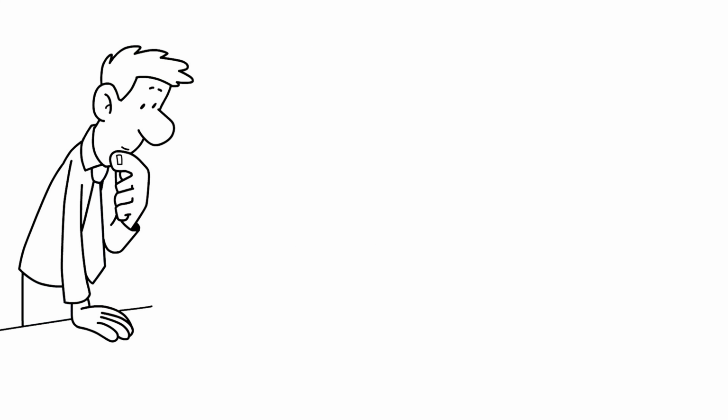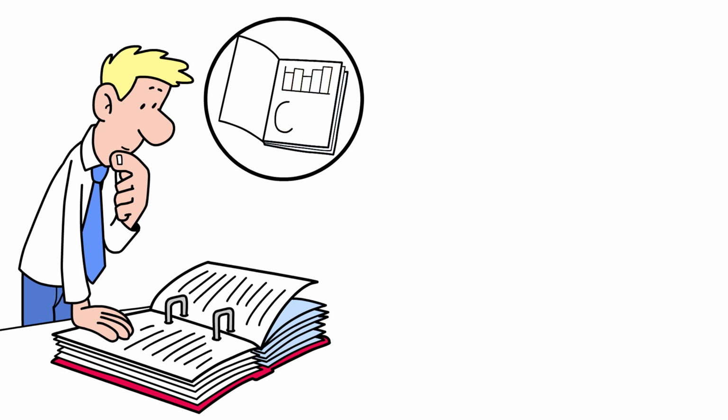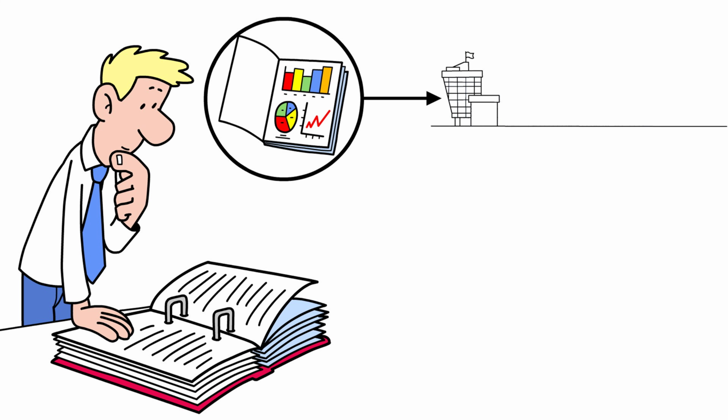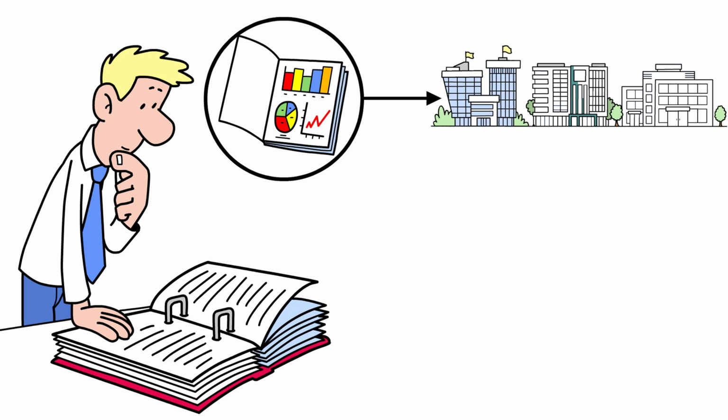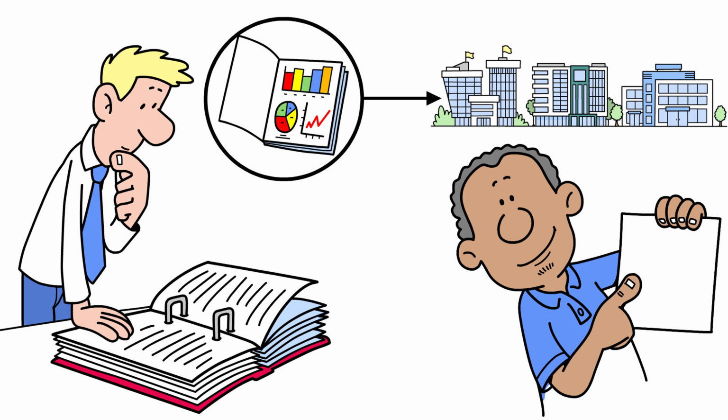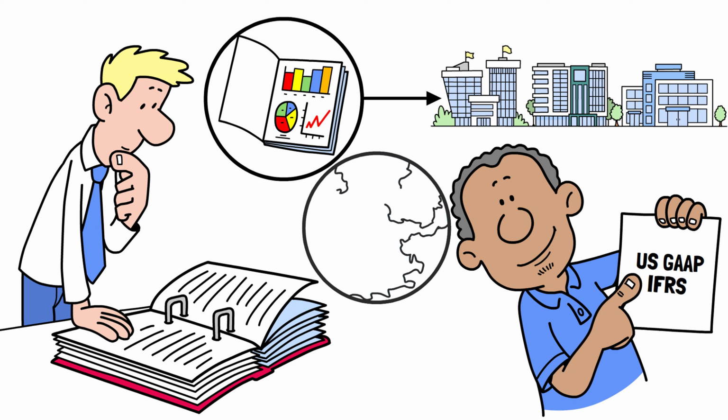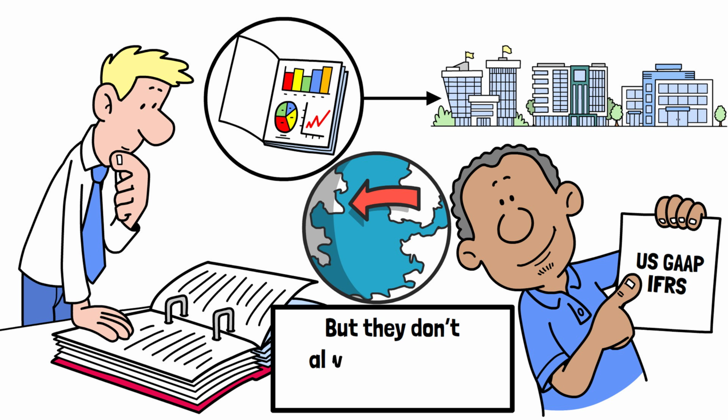If you've ever studied accounting, finance, or looked at financial statements from companies around the world, you've probably heard the terms US GAAP and IFRS. These are the two major accounting frameworks used globally, but they don't always speak the same language. Let's break them down in a simple way.